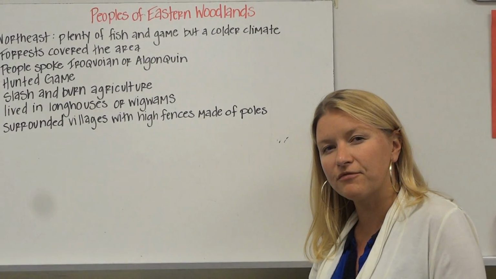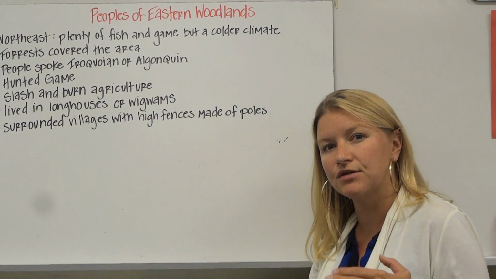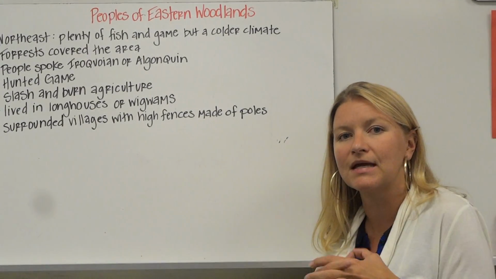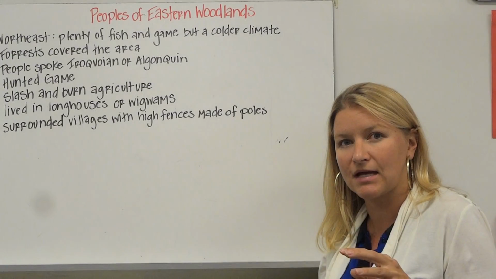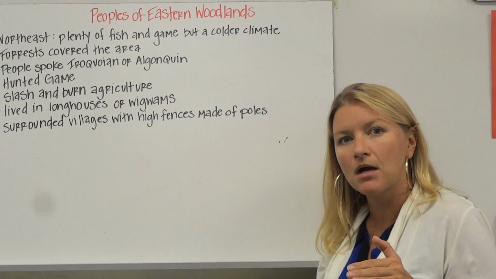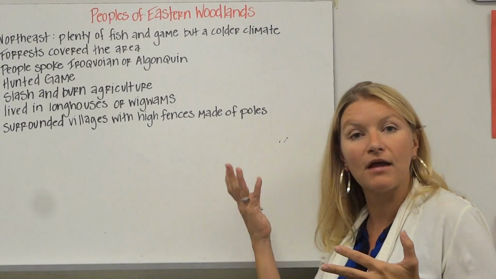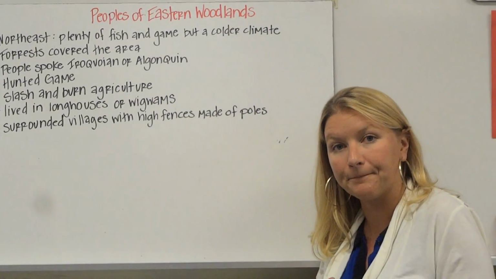Later on, right before the Europeans came into the United States, they formed a league. It was called the Iroquois League, and those tribes were able to unite together and solve some of their problems. So it was kind of a neat way for them to watch that government form.